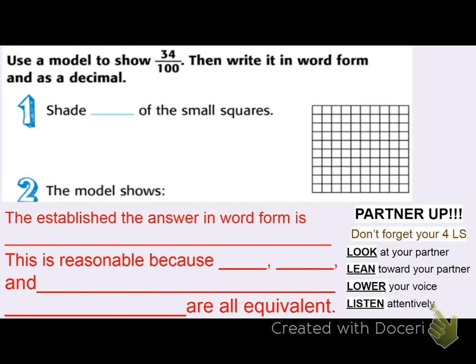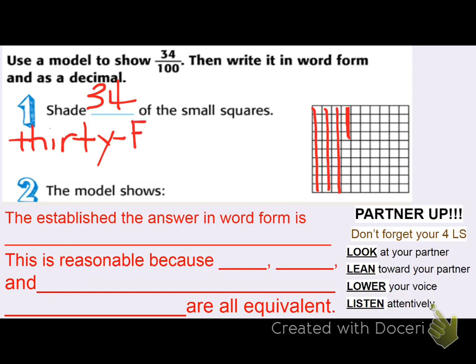Example 3, use a model to show 34/100ths, then write it in word form and as a decimal. Well, I'm going to shade 10, 20, 30, and then 4 more. So 34 out of 100. So I shaded 34 of the small squares. I can write it in word form, which of course I'm not going to have those digits. And then after I write that, I can go ahead and write it as a decimal.